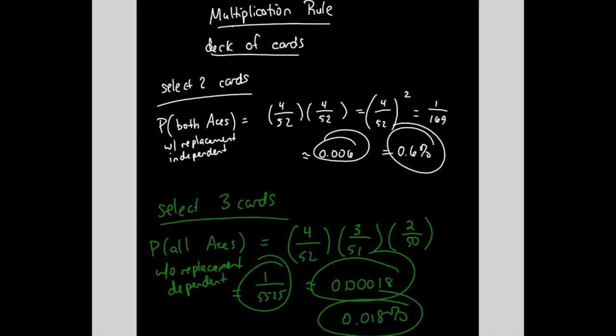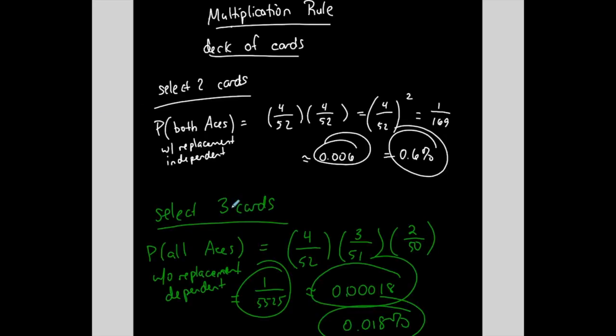Well, does that make sense? If I have a deck of cards and there are 52 cards and only 4 of them are aces, does it make sense that if I pick 3 out and I keep them out each time, that I would get all aces? That probability is very low. That makes sense that that probability would be very low. So be careful. Let me go back real quick.